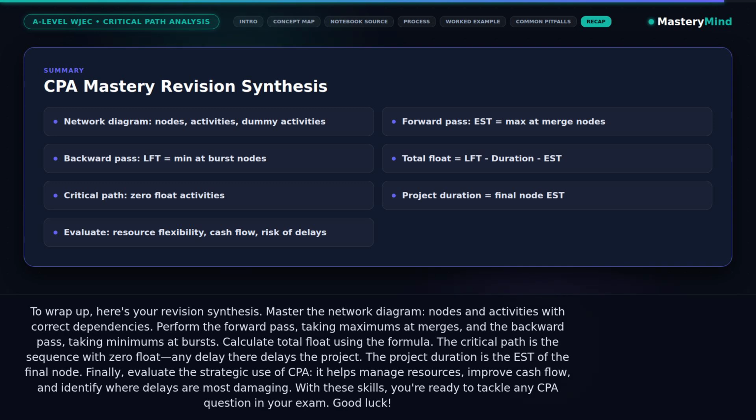Finally, evaluate the strategic use of CPA. It helps manage resources, improve cash flow, and identify where delays are most damaging. With these skills, you're ready to tackle any CPA question in your exam.